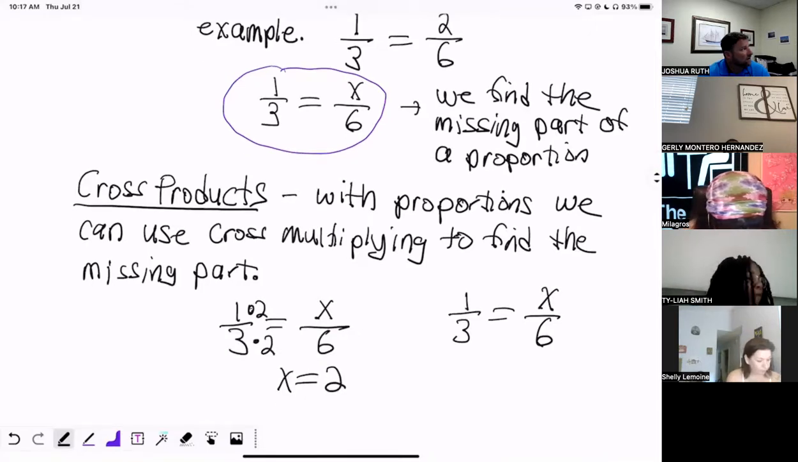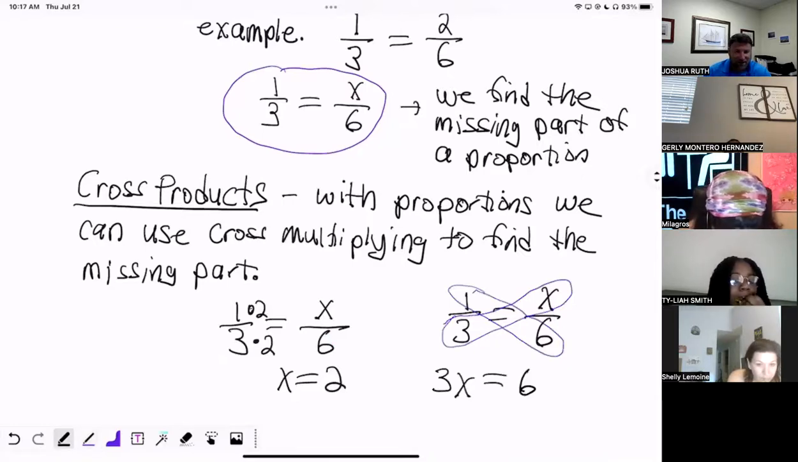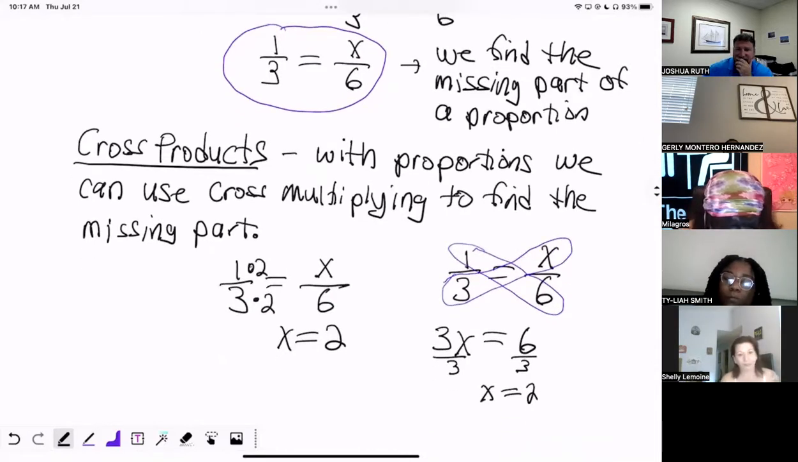And then of course we have cross products or cross multiplying. So cross multiplying is this. You multiply across. So 3 times x is 3x, equals, always equals. And then you multiply across the other way, and it equals 6. 6 times 1 is 6. And then you solve the equation, divide by 3, and x is equal to 2. So 2 different ways to get this proportion answer. The first way you can't always use, the second way you can use for everything.